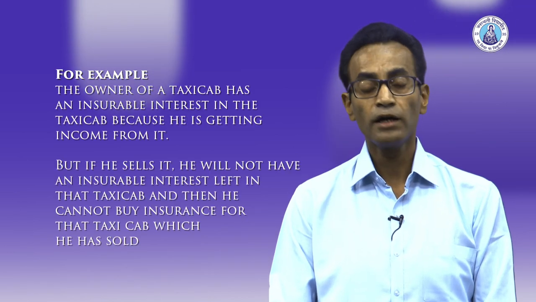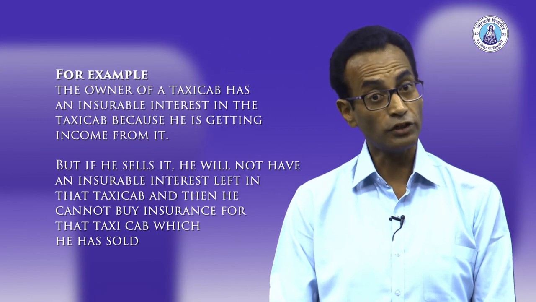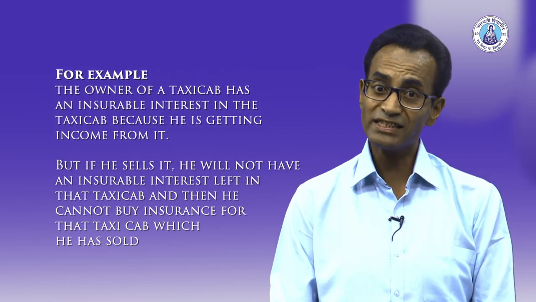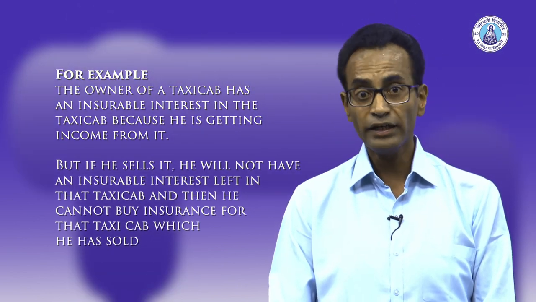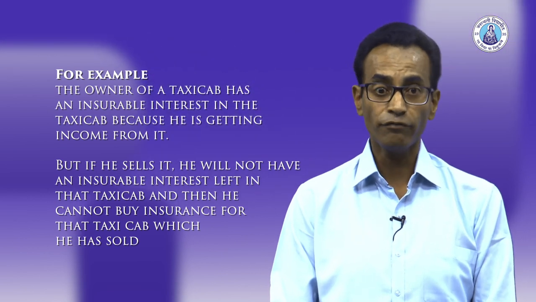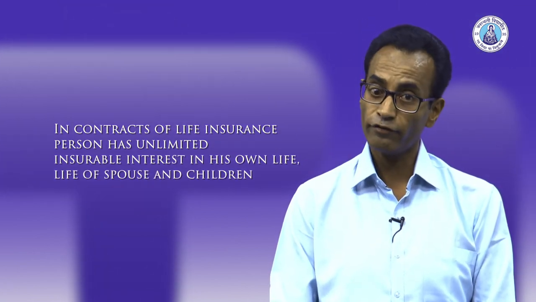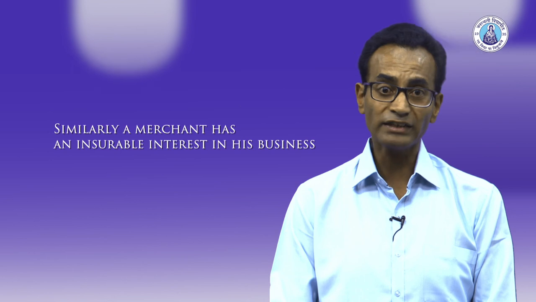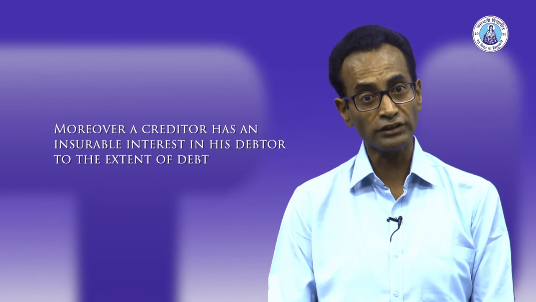For example, the owner of a taxi cab has an insurable interest in the taxi cab because he is getting income from it. But if he sells it, he will not have an insurable interest left in that taxi cab. And then he cannot buy insurance for the taxi cab which he has sold. In contract of life insurance, a person has unlimited insurable interest in his own life, life of spouse and children. Similarly, a merchant has an insurable interest in his business. Moreover, a creditor has an insurable interest in his debtor to the extent of debt.